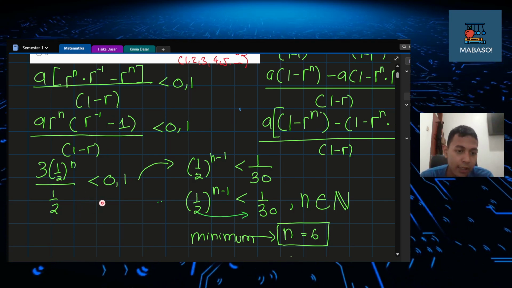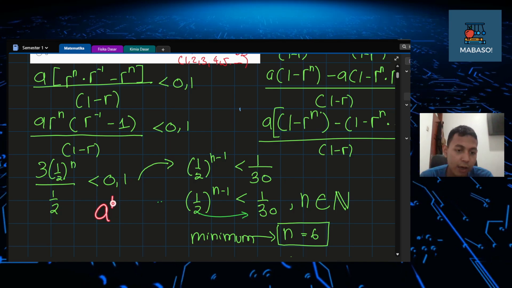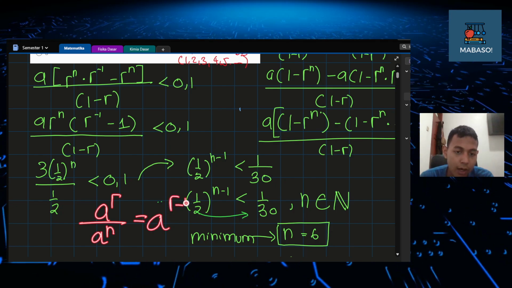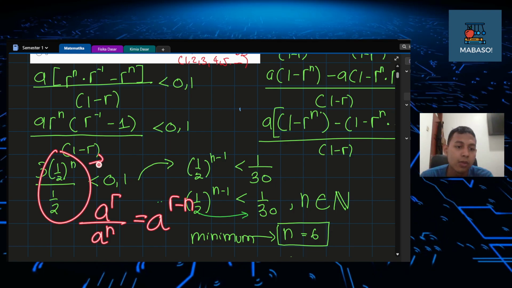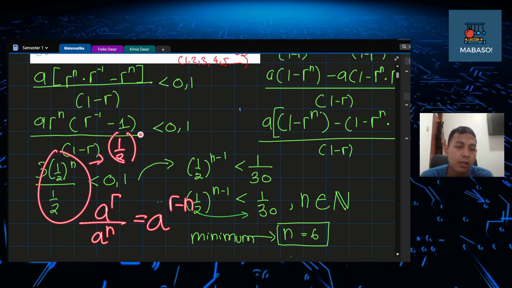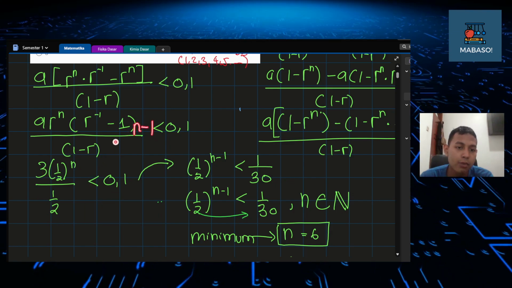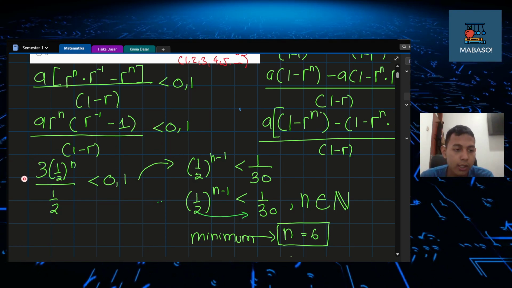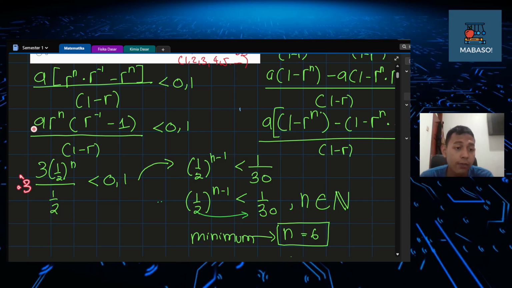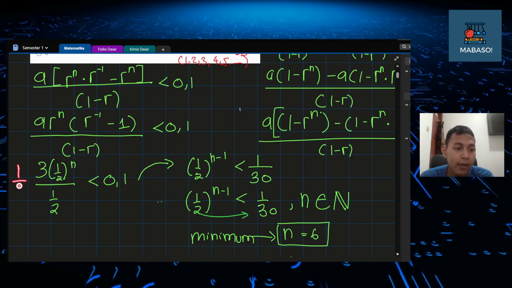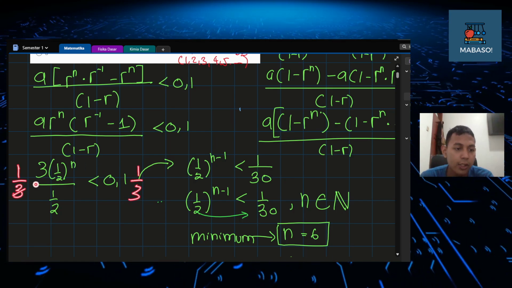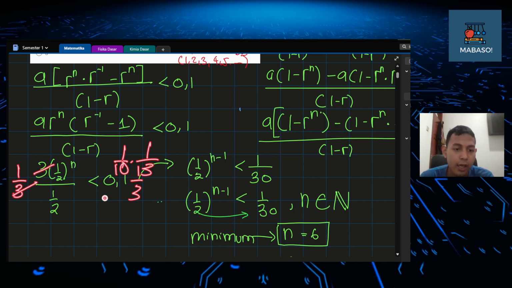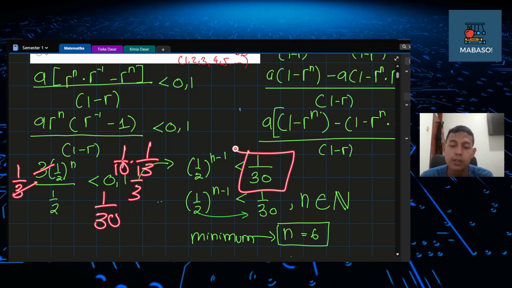Therefore, we could apply the rule, which is if we have a to the power of n divided by a to the power of m, this would be a to the power of n minus m. So this would be a half to the power of n minus 1. Okay, and we could also divide both sides by 3. So this would cancel out, and this would be 1 over 10 divided by 1 over 3, and basically 1 over 30, and this is the term.